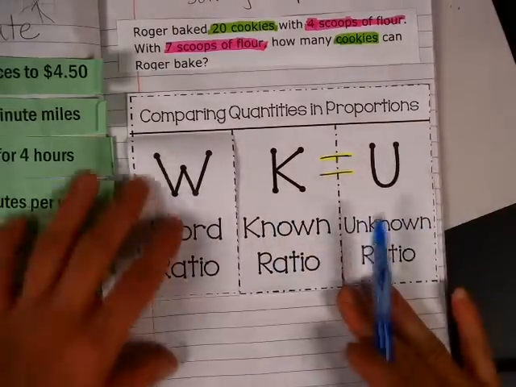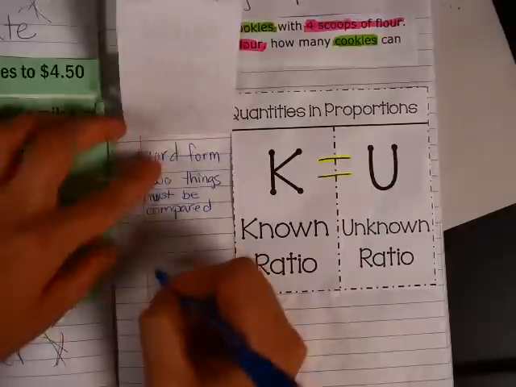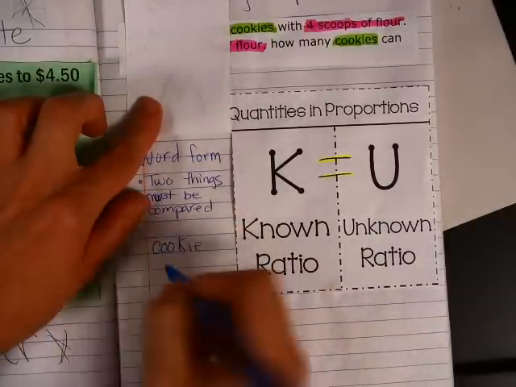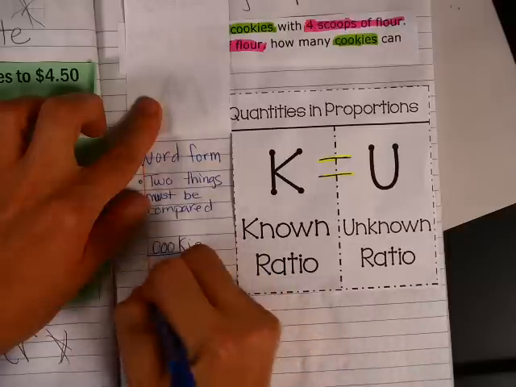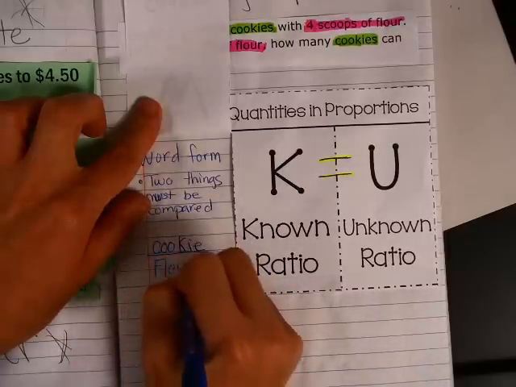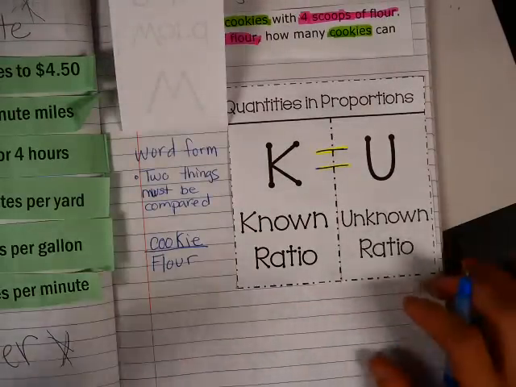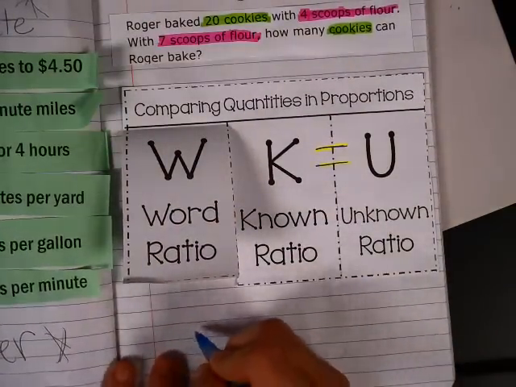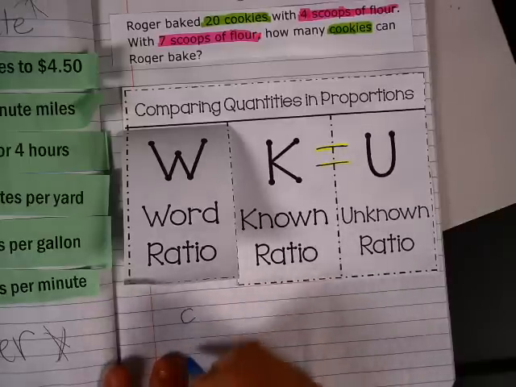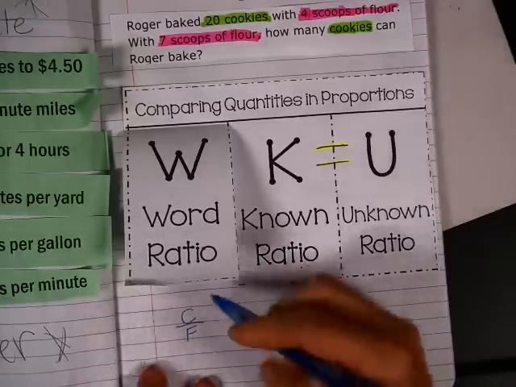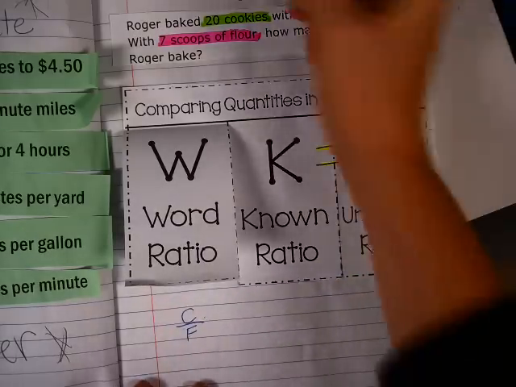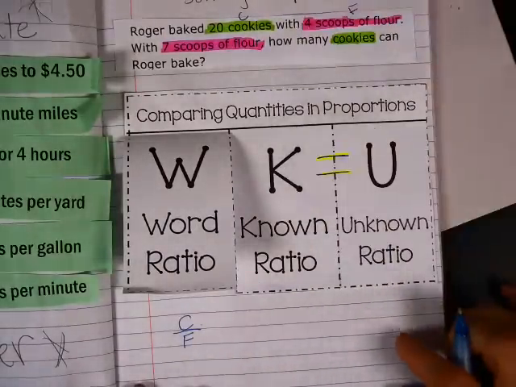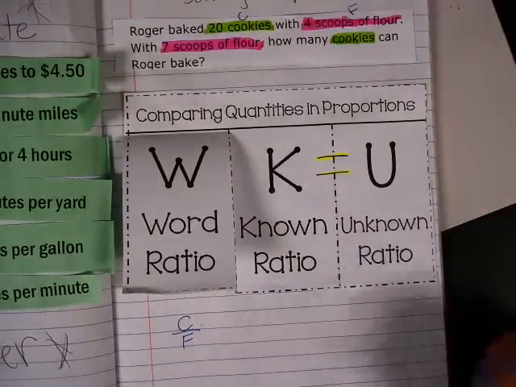So the word part, we're going to be comparing cookies, and I want you to write this down, cookies, and spell it out this time. Cookies and flour. Remember, we want a ratio, so we're going to make it look like a fraction. And down here, you can abbreviate, guys. I want you to abbreviate. Write C and F. C stands for the cookies, and F stands for the flour. Okay? So C, F. Perfect.